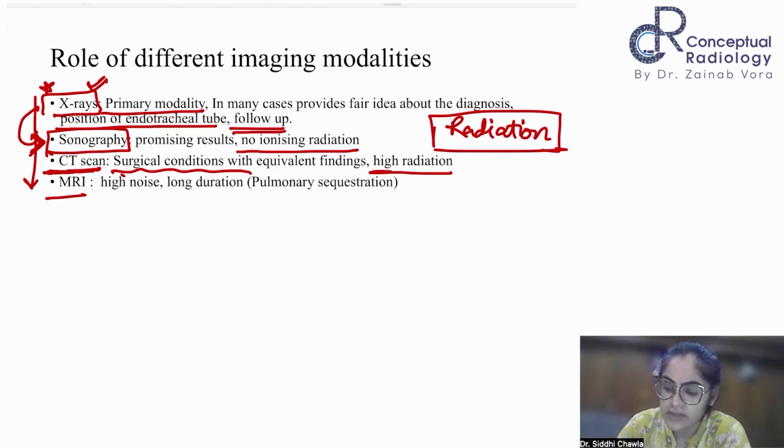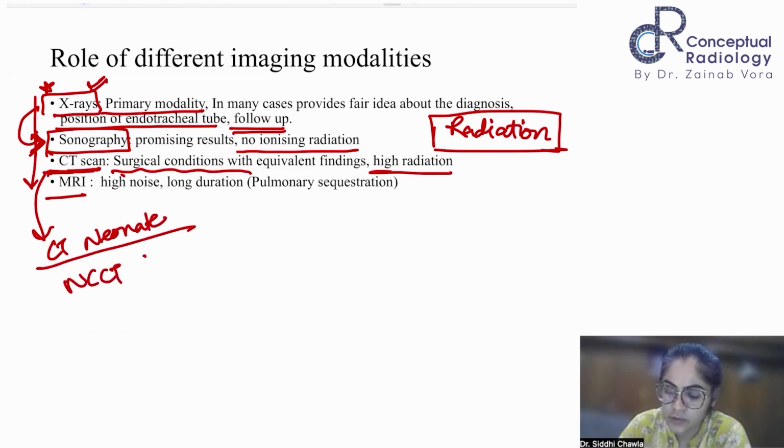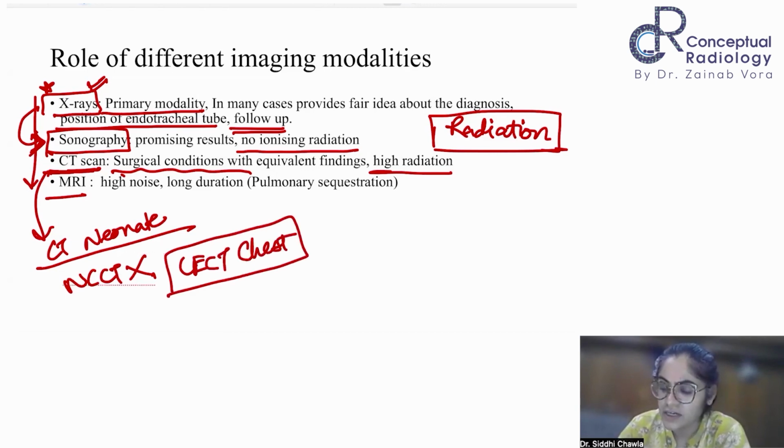And whenever you get a CT done for a neonate, always remember that if the NCCT is not required, do not take it. Based on the chest X-ray finding, you have a particular differential in your mind. So my advice is always to get a CECT chest done without the NCCT. And in most of the cases, you will be able to diagnose the condition, whether it is sequestration or congenital lobar emphysema, or even CPAM.